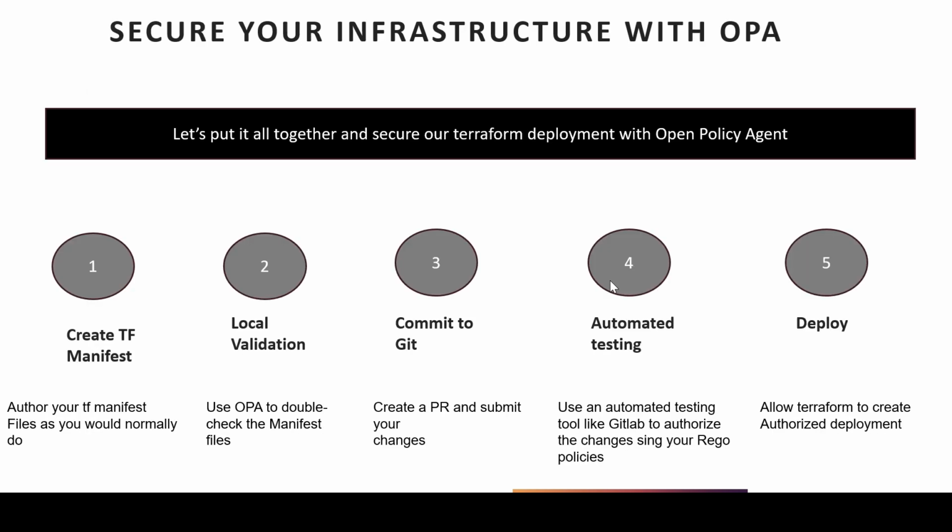And if you put it all together, we want to secure our infrastructure with OPA. So let's put it all together and secure our Terraform deployment with the Open Policy Agent. We create the test manifest file, run local validations, commit to Git, and then automated testing and deployment. I'll cover this with Terraform Cloud only.